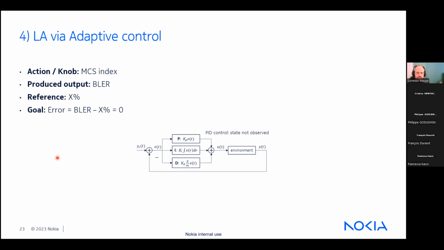Something that I was actually thinking yesterday, and it's not totally true, is that possibly this link adaptation could be solved by a PID controller. Who knows? Because the action is actually a knob, all right? This MCS index is unidimensional. The produced output is the BLER, which is estimated over a finite number of samples, and the reference is this 10%, and you want the BLER to be as close as possible to 10%. So it looks like this can fit into this scenario.